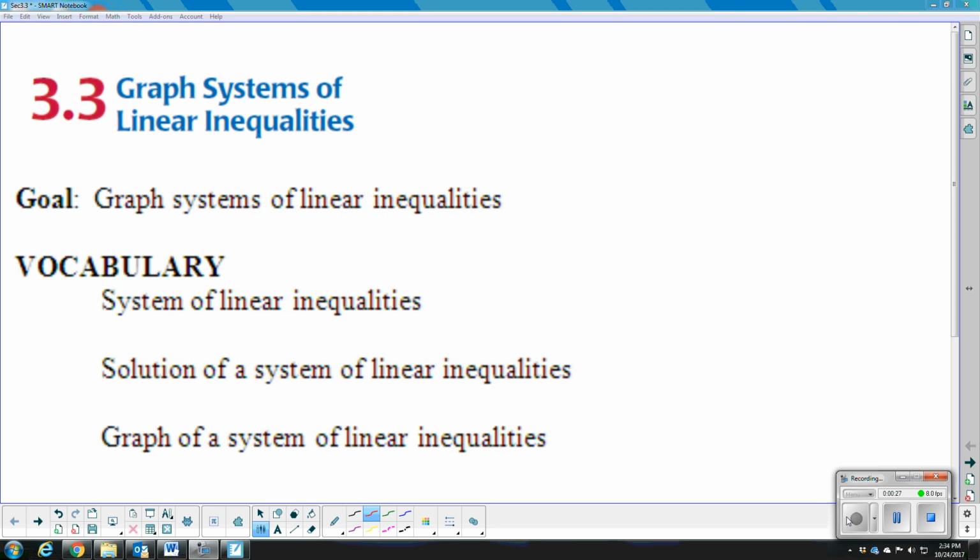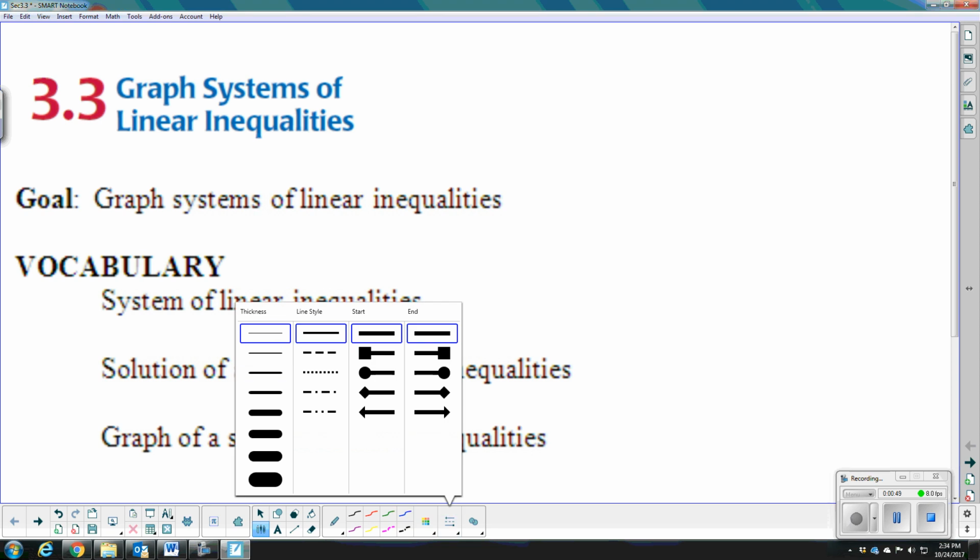Graphing a system of linear inequalities is a hybrid of both of those. So we're going to have two inequalities that we're going to graph. We're going to have solutions that are the shaded areas for both of those inequalities, and our solution is where those shaded areas intersect. So wherever you have shaded twice, that will be your solution. So the system of linear inequalities consists of at least two inequalities. Sometimes you'll have more, but it's for sure two.